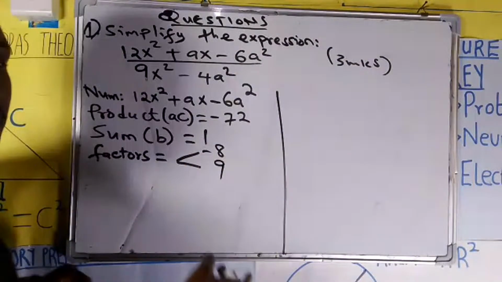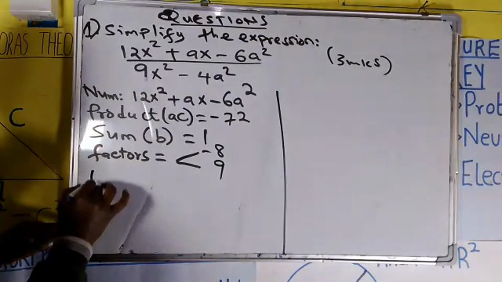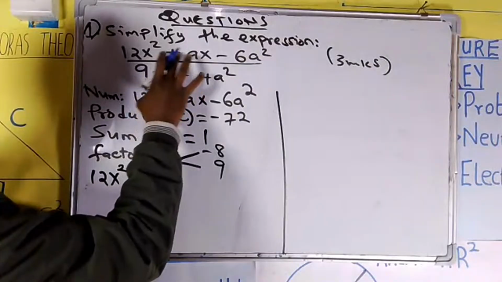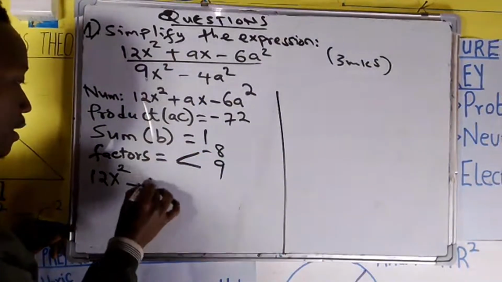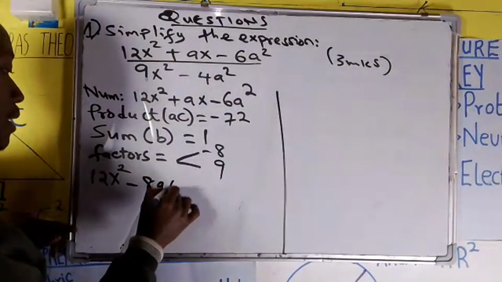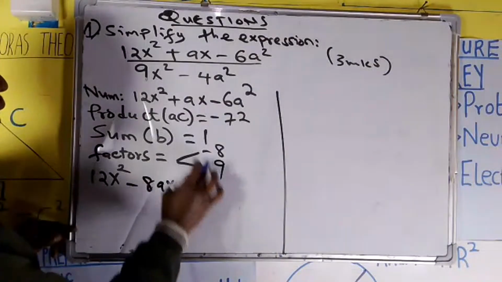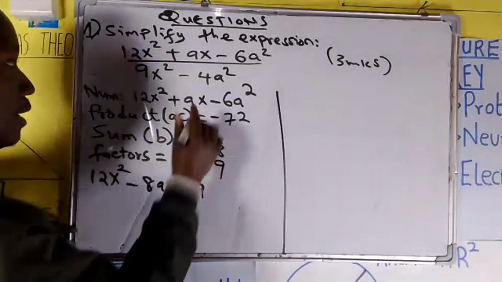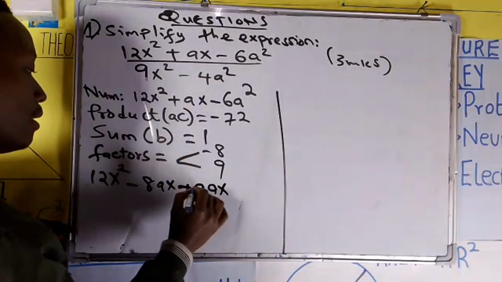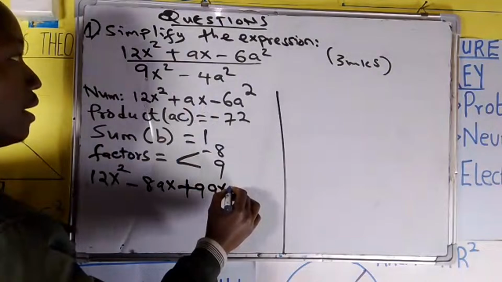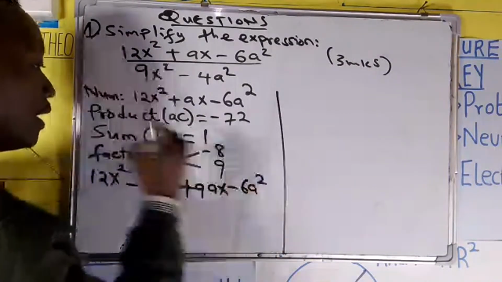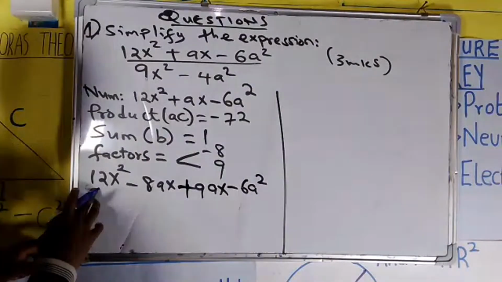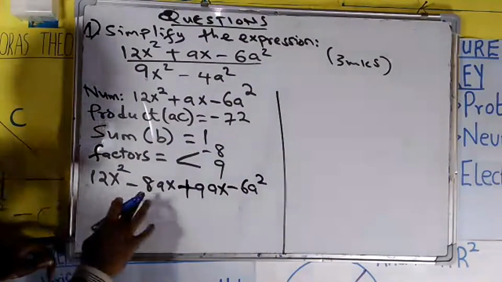So when we have these as our factors, we will now proceed. 12x squared, we will now replace plus 1 with minus 8, but ax will remain. Then we will replace plus 1 with plus 9, and ax will remain. Then minus 6a squared. Once we do this, we will now factorize by grouping.